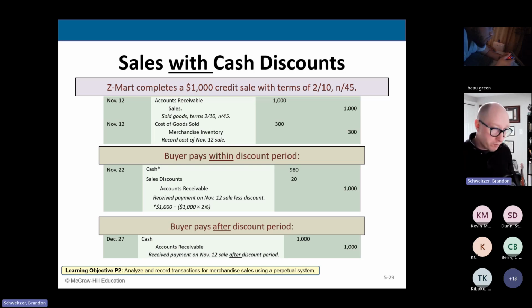If they don't pay us within the discount period, meaning that 10 days goes by, they haven't paid us, they have to pay us within 45 days of the invoice. So here we are, they pay us 45 days after the invoice, we just debit cash and credit account receivable like we normally would.